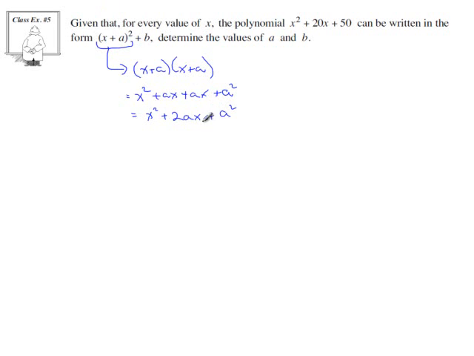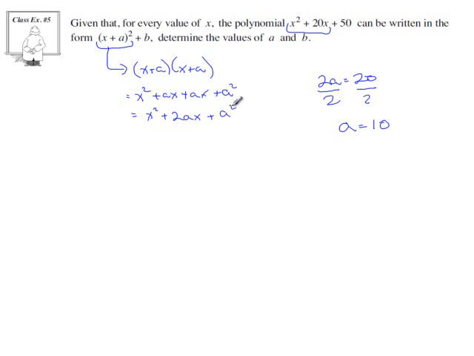And I look at this, because this is the only part that has a variable in it, a and b are both going to be just numbers. I'm going to compare it with the variable part of my original polynomial. So x squared, that's good. My x coefficient here is 2a. My x coefficient here is 20. So because this is the only x term I've got, 2a must equal 20. So if 2a equals 20, divide both sides by 2, you get a equals 10.